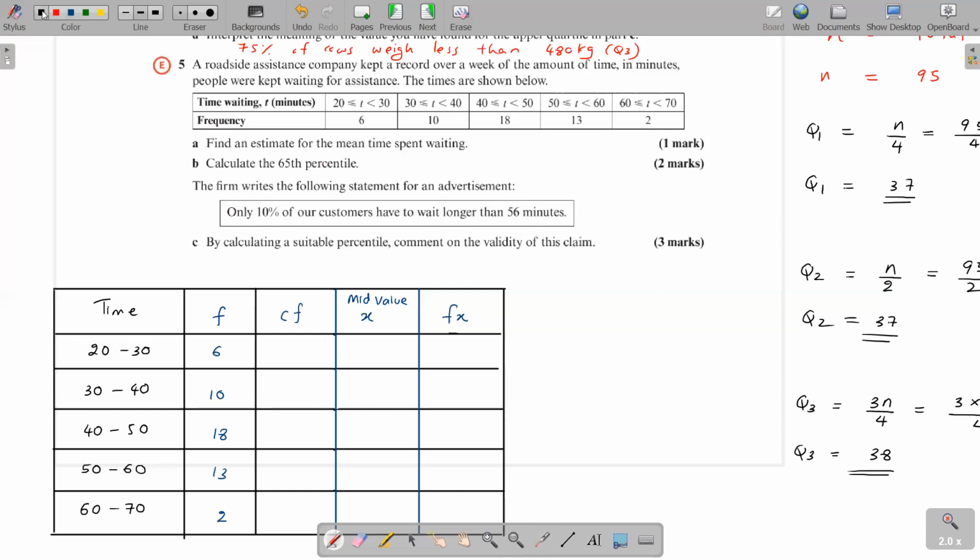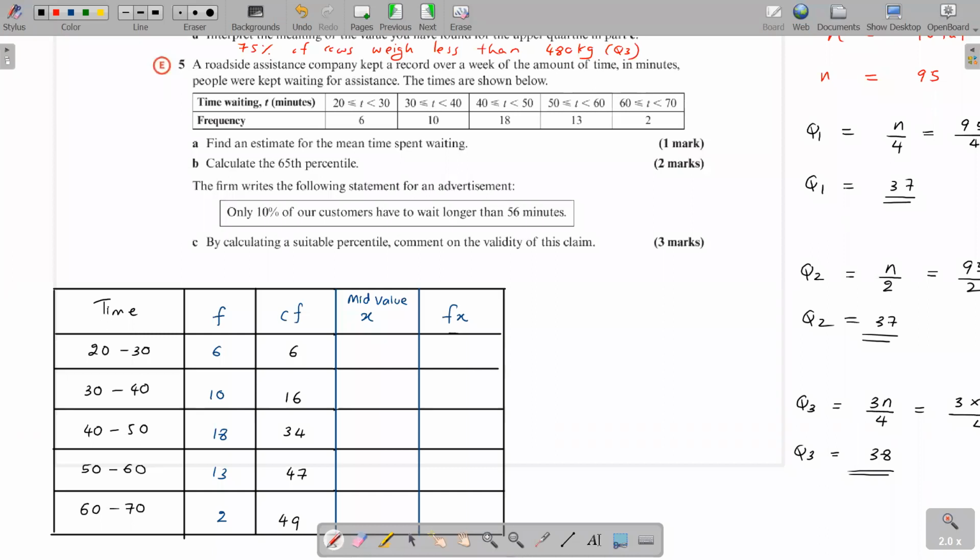So how much is it? 6, then 10 plus 6 is 16. The next one, 16 plus 18 is 34, 34 plus 13 is 47, 47 plus 2 is 49. Okay. Then the mid value.